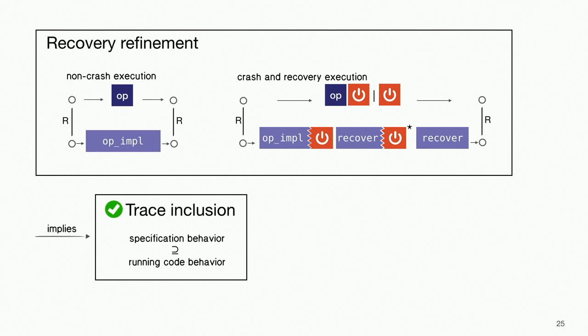OK, so what I've talked about so far only handles a single layer, but this talk was supposed to be about layered storage systems. Sorry, go ahead. Yeah. Why does the specification have to have a notion of crashing at all? Shouldn't crashes be invisible in the specification?